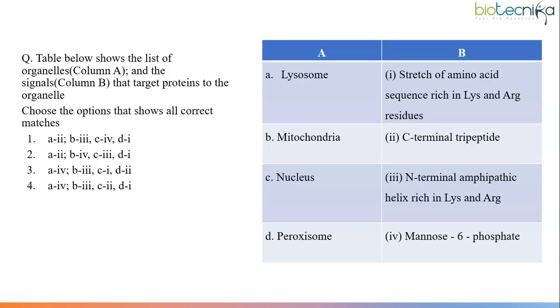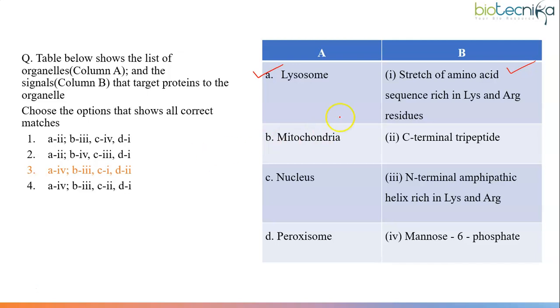As I have mentioned before, you can expect questions in the form of match the following. If you get these kinds of questions, definitely it's a scoreable question, because everything is given directly. This particular question involves cell organelles in column A and their corresponding signal sequences in column B. You have to identify the correct combination, and the correct answer here is option 3.